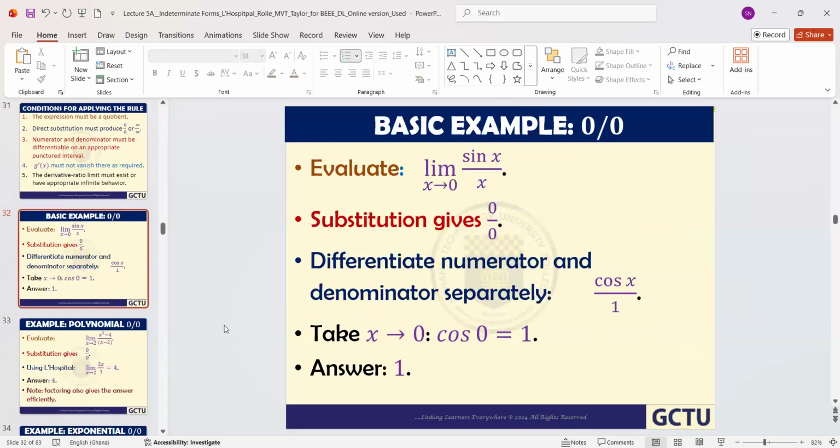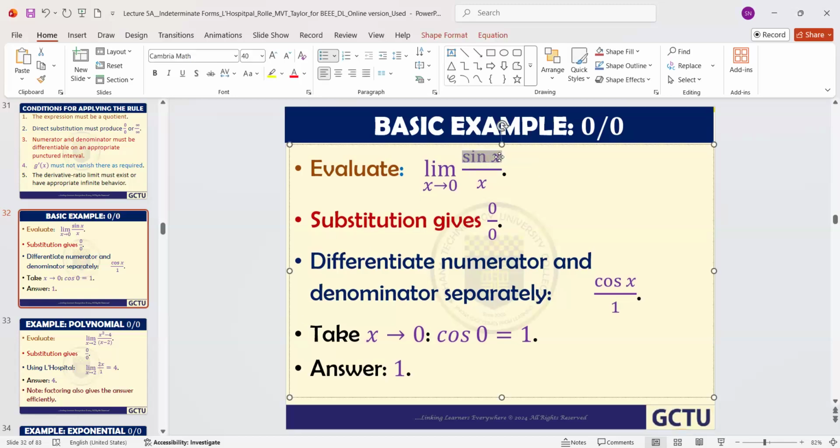So that's an example of a 0/0 indeterminate form: sin x over x. If you do direct substitution, sin x will give you 0, and then you get 0/0. Immediately, we must apply L'Hopital's rule here. So we differentiate the numerator: sin gives you cos, and differentiating x gives us 1. Now, when we substitute x equal to 0, we end up getting cos 0 equal to 1. So this is one example of 0/0.